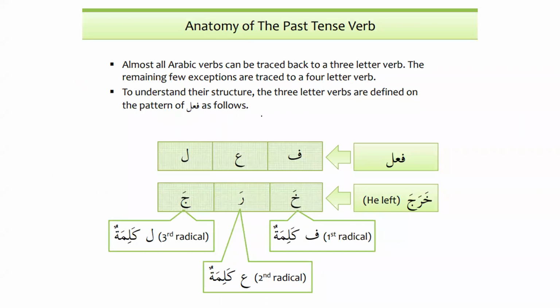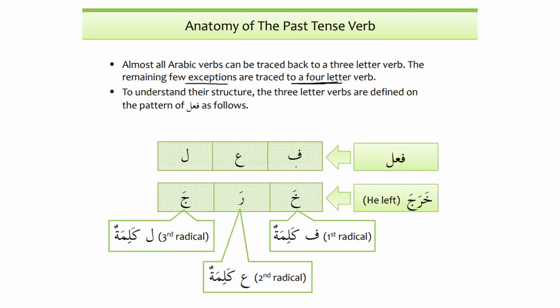And to know more about it, as we can see over here, most of the verbs have three root letters, but there is a possibility of some exceptions where verbs can have four root letters, but that is very, very rare. There are examples from the Quran, but there are very few of them. So what is our pattern? That is fa, ain, lam, fa'ala.